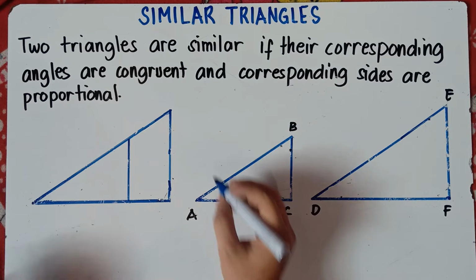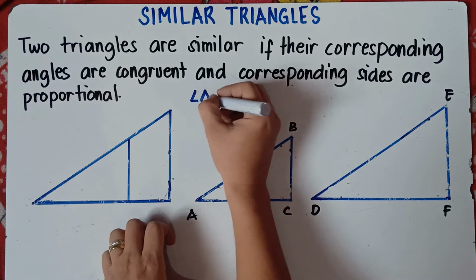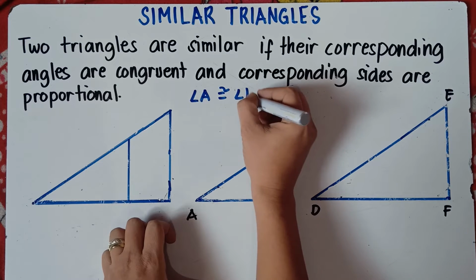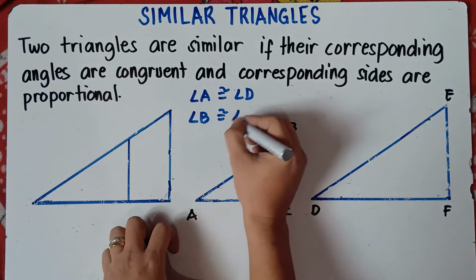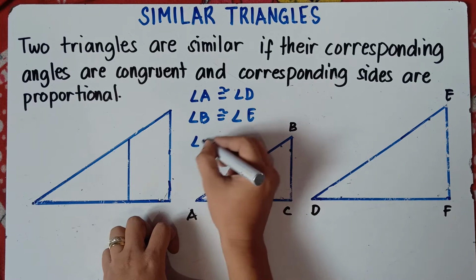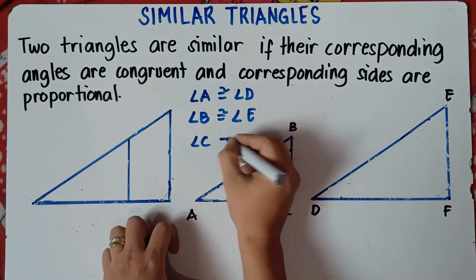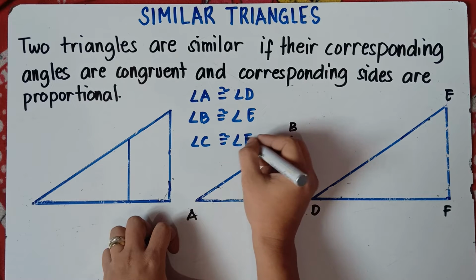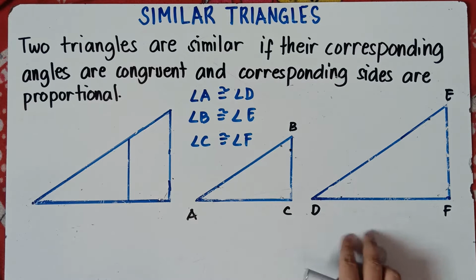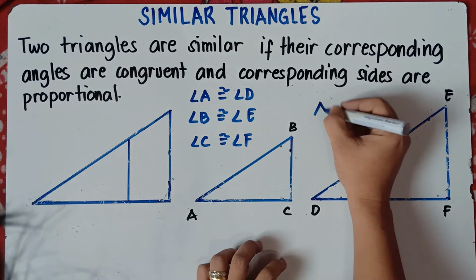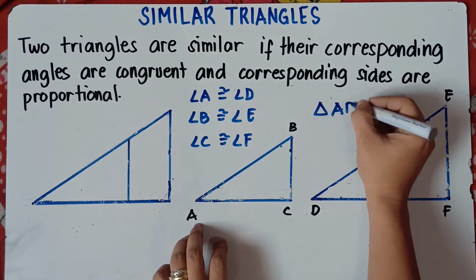So once again, we can say that angle A is congruent to angle D, and angle B is congruent to angle E, and angle C, this one, is congruent to angle F. Now, once again, if their corresponding angles are congruent, these two triangles are similar. We can write this one: triangle ABC.